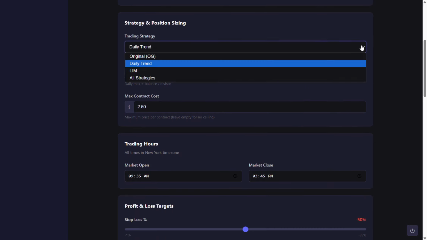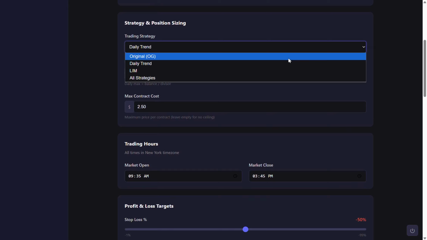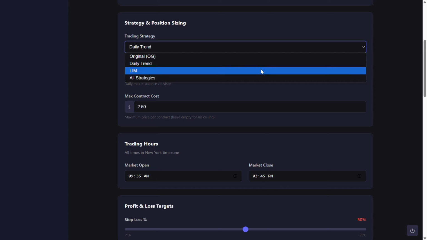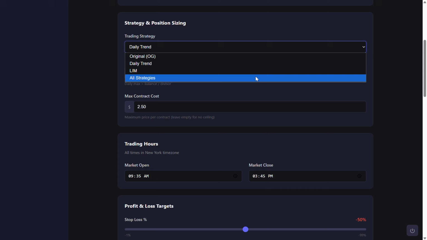These are the alert strategies that you will be taking for your entry positions. So we have the OG, we have the daily trend, LIM, which stands for less is more, or all strategies. Okay. I would never suggest choosing all strategies. That's going to be well into like 50 alerts a day.